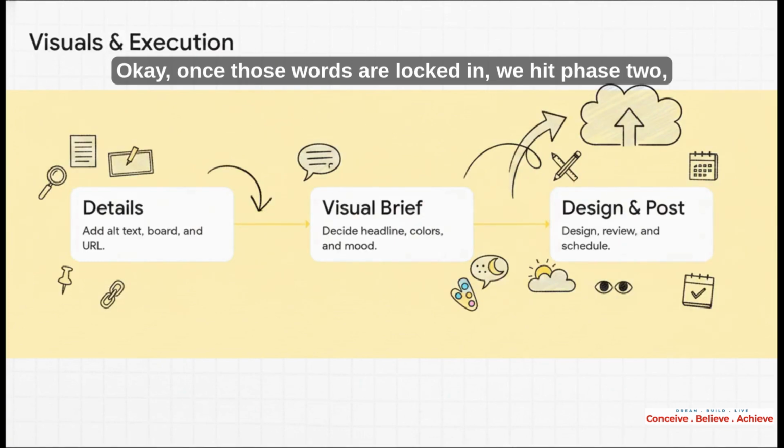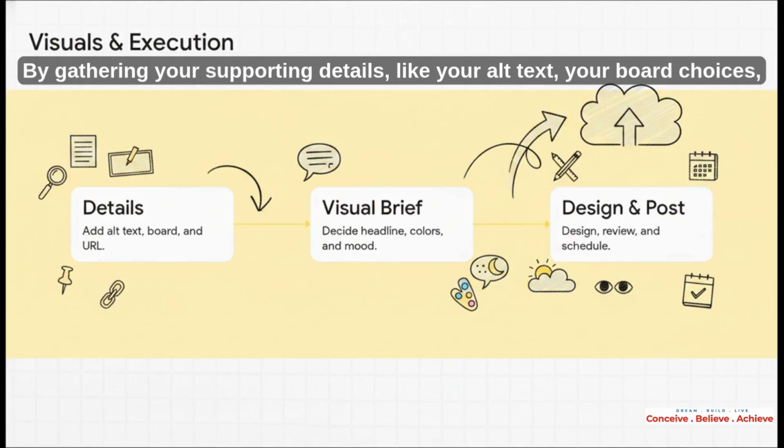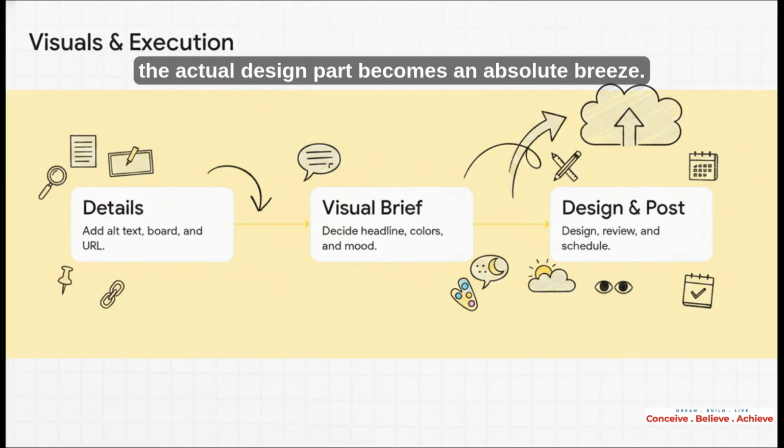Okay, once those words are locked in, we hit phase 2. Visuals and execution. By gathering your supporting details, like your alt text, your board choices, and the URL, and writing out a super quick visual brief beforehand, the actual design part becomes an absolute breeze. It's no longer this open-ended struggle. You are literally just executing a game plan.